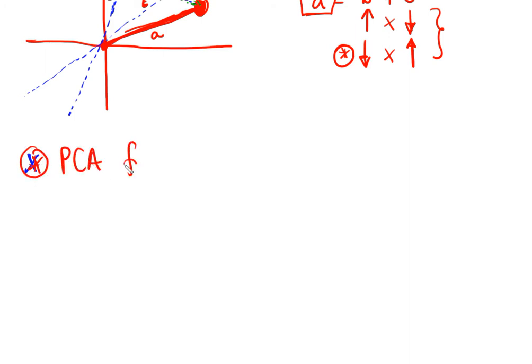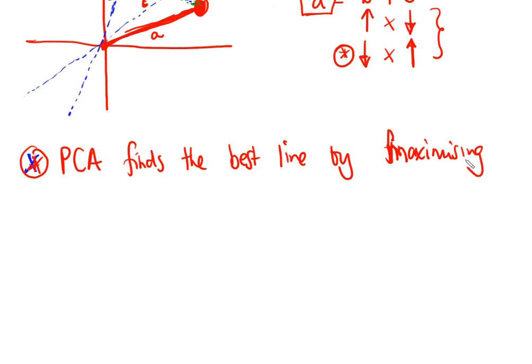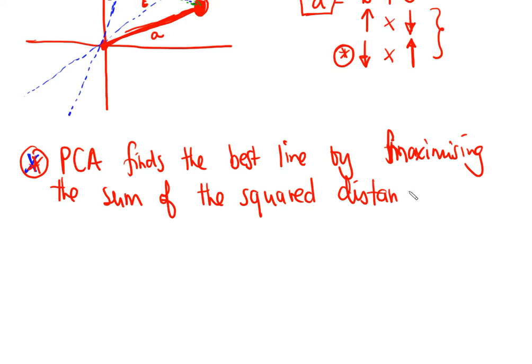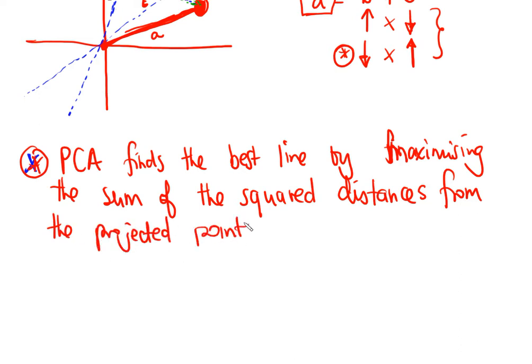PCA finds the baseline by maximizing the sum of the squared distances. Let me just explain this because I really didn't explain it. Distances from the projected points to the origin.